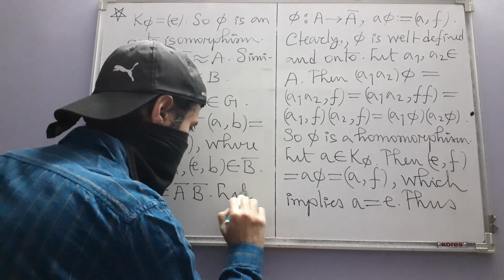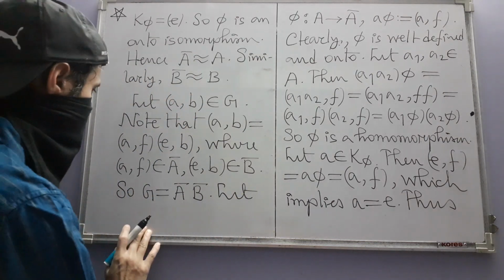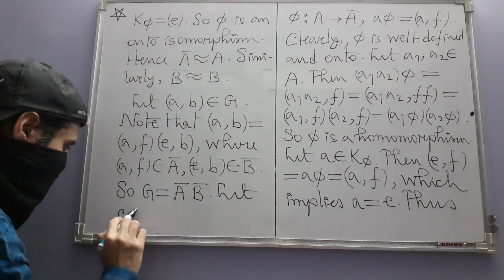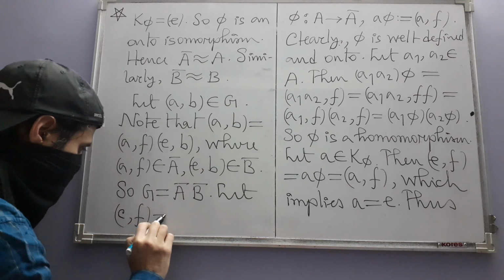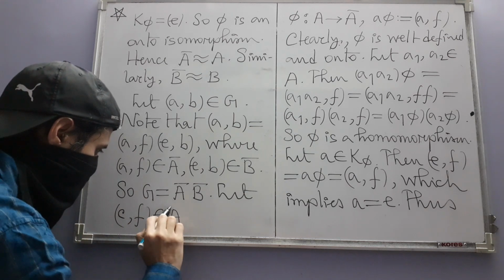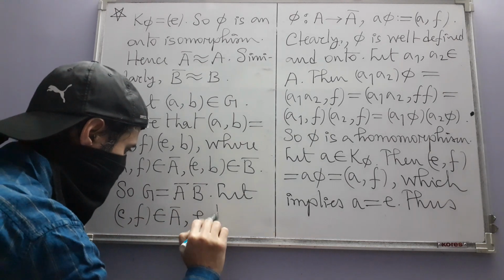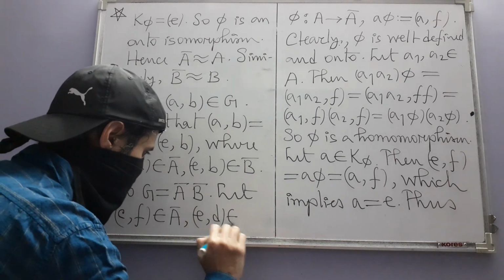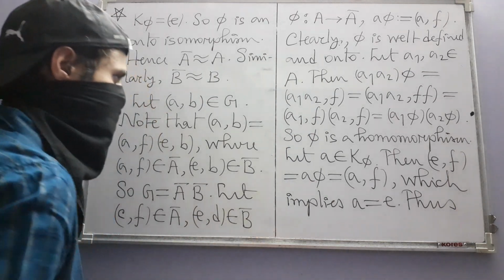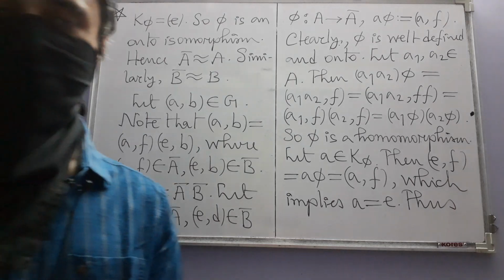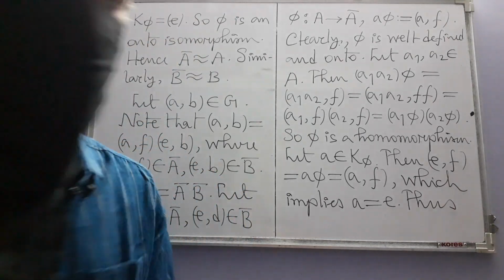Let C comma F belong to A bar and E comma D belong to B bar, such that their product is also A comma B.